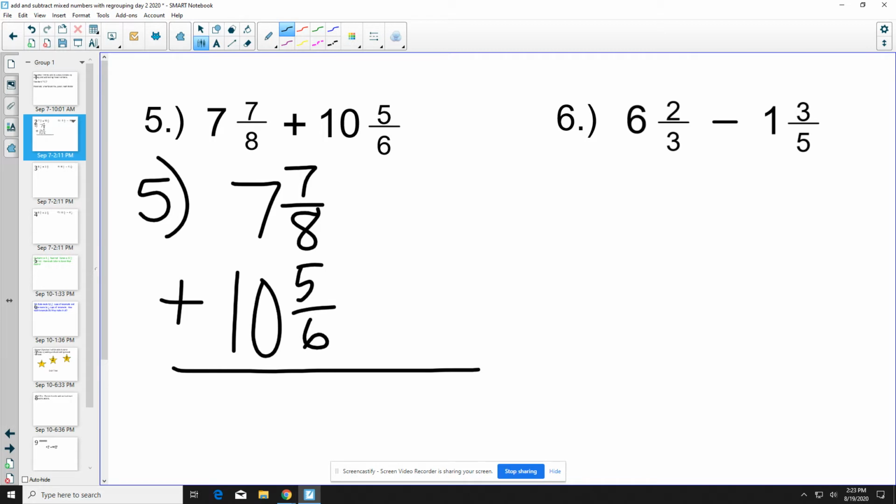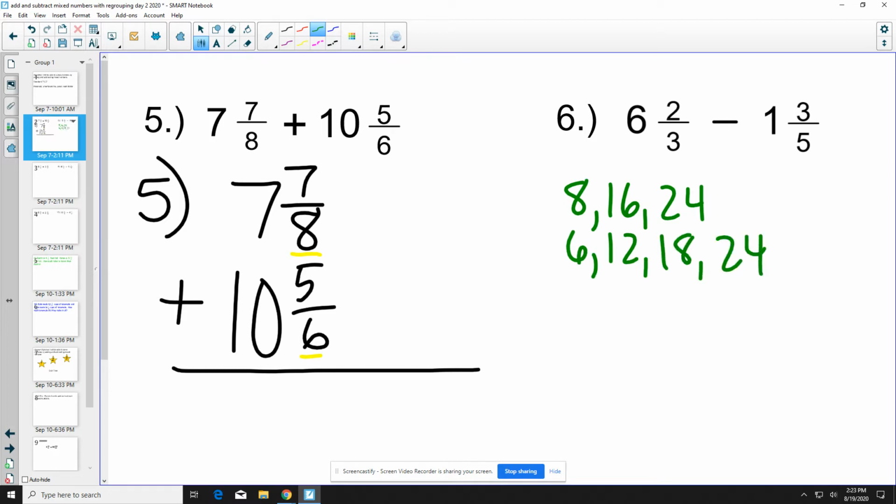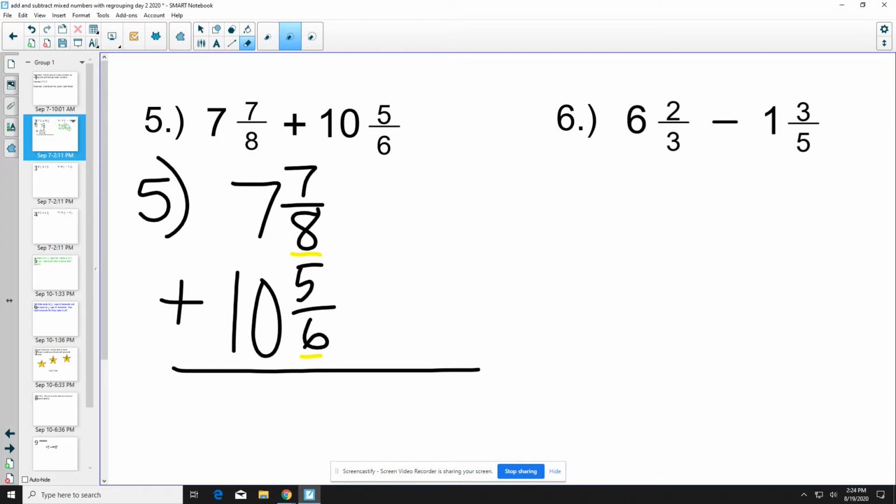So I'm looking at my two denominators here. One is an 8 and the other is a 6. I need to find a number that 8 and 6 both go into. One way to do that is to count by 8s, 8, 16, 24, or look at your multiplication table at your 8s. And then look at your 6s, 6, 12, 18, 24. You're trying to find a number that they have in common. A number they have in common is 24. So I'm going to use 24 as my denominator.